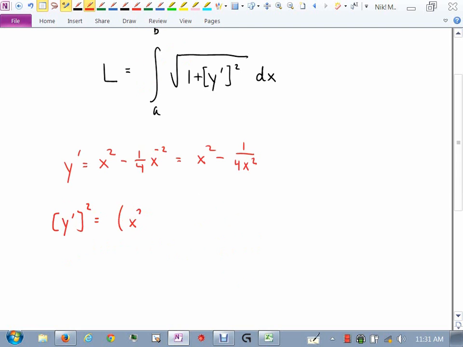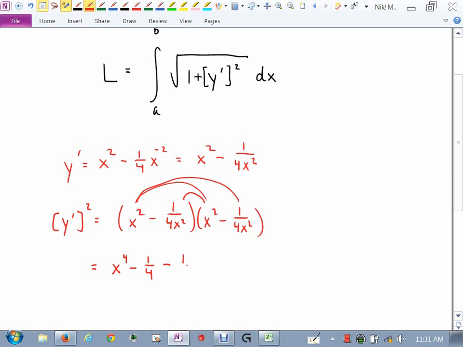So I'm going to take x squared minus 1 over 4x squared, times x squared minus 1 over 4x squared, and I'm going to FOIL this thing out. So my first term is x to the 4th. That's this and this. And then now here to here, oh wow, the x squareds cancel out, and you just get negative 1/4. And then the inside ones, negative 1/4 again. And then the outside ones, you get plus 1 over 16 x to the 4th.